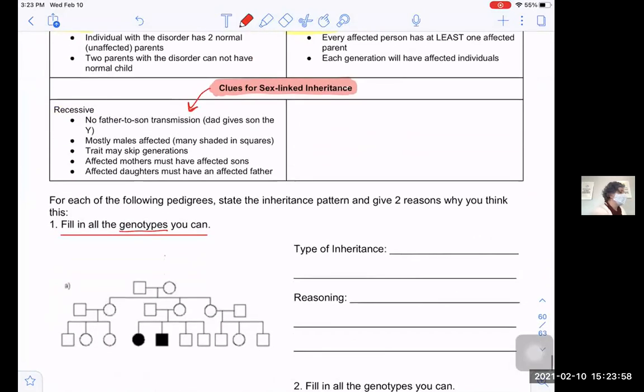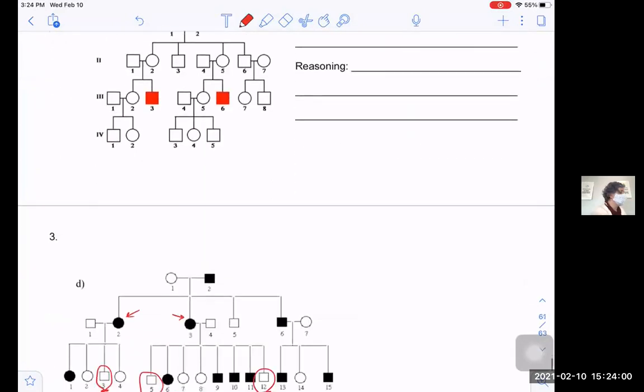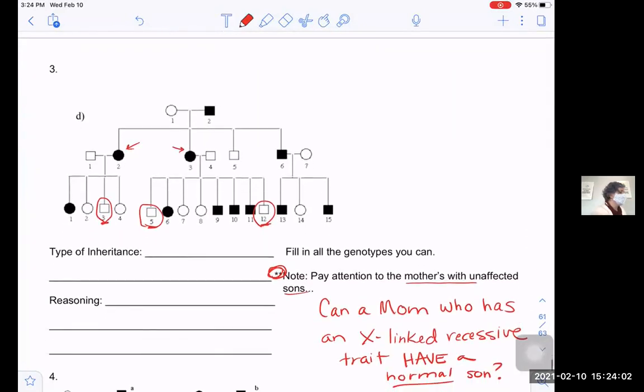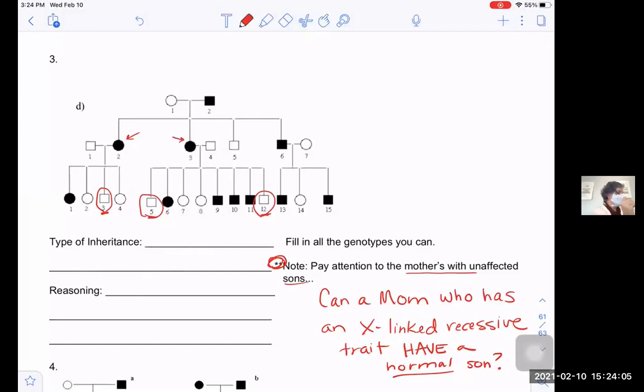One of the big ones, if you look at pedigree number 3, it says, note, pay attention to the mothers with unaffected sons. You might want to say this is X-linked in your brain because you're like, oh, there's a bunch of X's, and Miss Klepper said if there's a lot of squares filled in, that's X-linked. But can a mom who has an X-linked trait like these moms have normal sons?